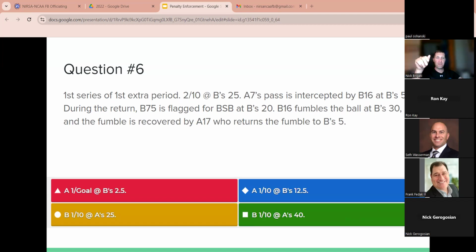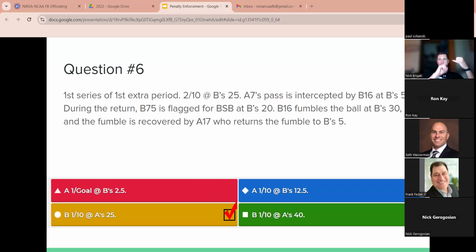First series of the first extra period, 2nd and 10 at B's 25. A7's pass is intercepted by B16 at B's 5. During the return, B75 is flagged for blindside block at B's 20. B16 fumbles the ball at B's 30, and the fumble is recovered by A17, who returns the fumble to B's 5. It's a lot to digest here, but I'm going to go B, 1st and 10 at A25.